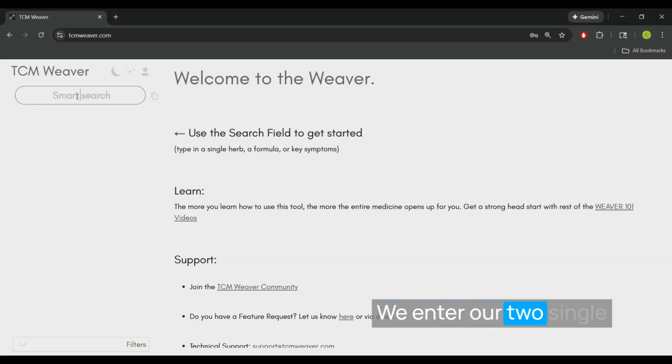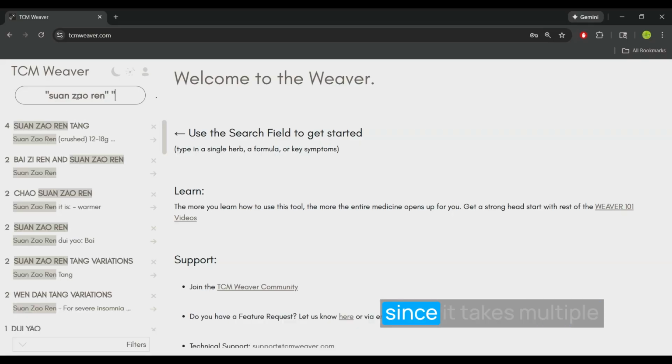We enter our 2 single herbs. We're going to use Swanzauren and Fuling. Remember, you have to put them in quotes since it takes multiple words to equal one idea.